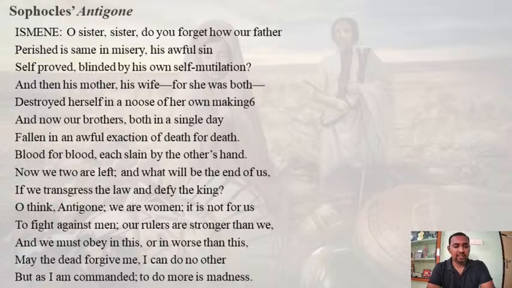Now we two left, and what will be the end of us? If we transgress the law and defy our king, what will be the consequences if we go against the king, if we disobey the king?